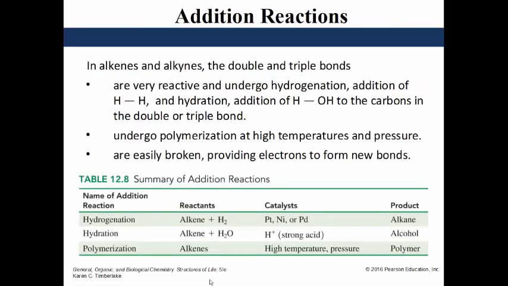All right, addition reactions. In alkenes and alkynes, the double and triple bonds are going to be very reactive and undergo hydrogenation, the addition of hydrogen, and hydration, addition of hydrogen and hydroxide to carbons in the double or triple bond. They'll undergo polymerization at high temperatures and high pressure, and these bonds can also be easily broken, providing electrons to form new bonds. So for example, hydrogenation, you have an alkene plus hydrogen. What we end up getting is an alkane. For hydration, you have an alkene plus water, and what we end up getting is a product of an alcohol. And for polymerization, you have an alkene as a reactant, and what you end up with after high pressure and high temperature is a polymer.